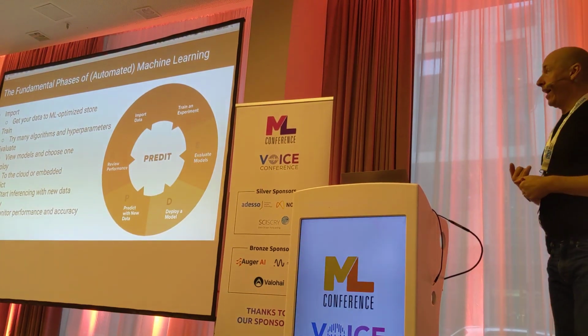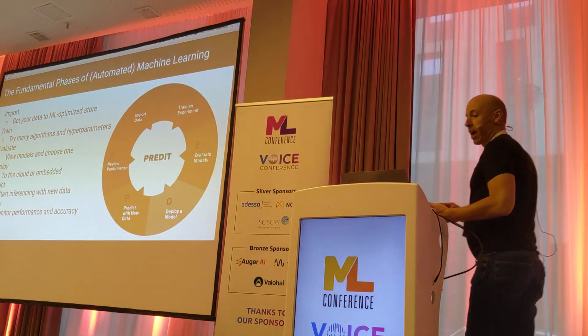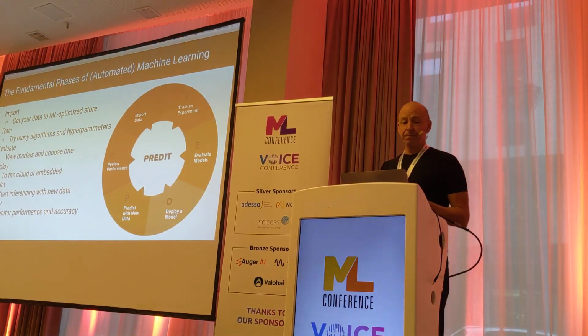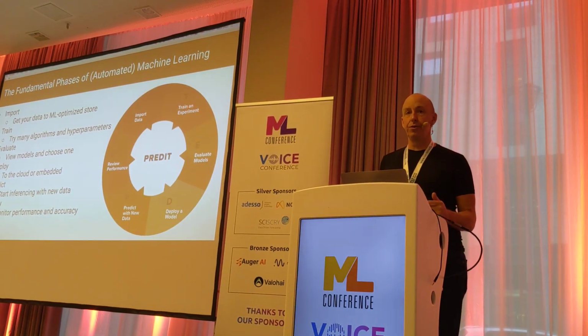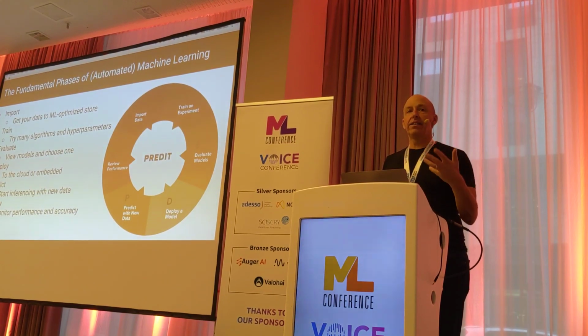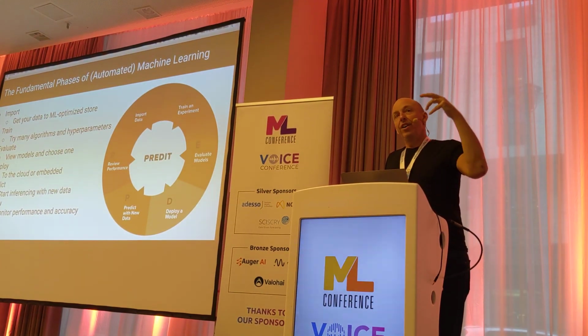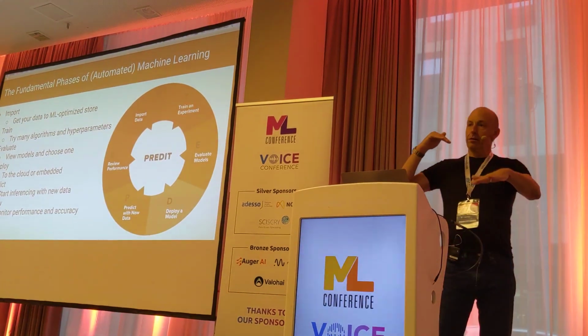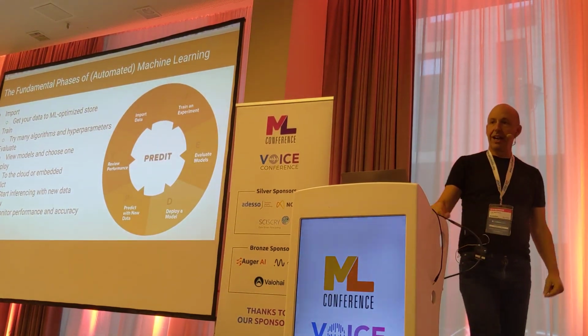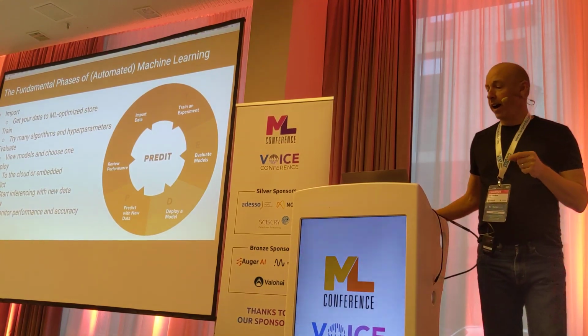Then there's a train phase where you try many algorithms and hyperparameters. Then there's an evaluate phase where you view models and choose one. Now that is analogous to what you would have done in, say, Data Robot or any of the first generation AutoML where you look at a leaderboard, right? You're looking at a leaderboard, it shows you all the algorithms, you pick one.